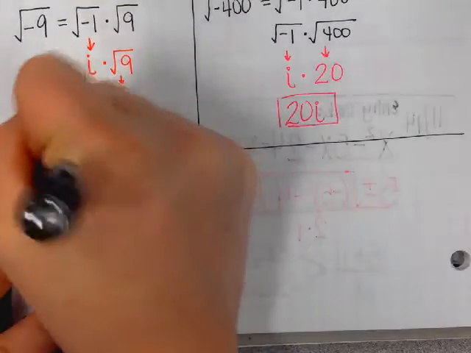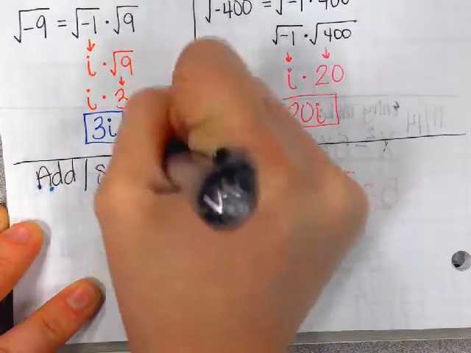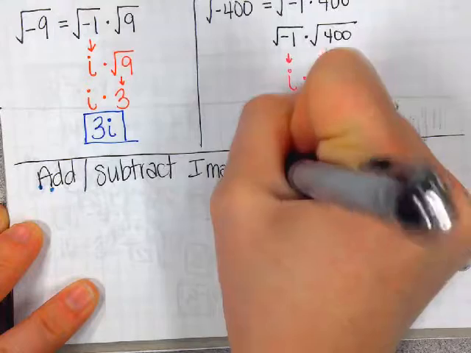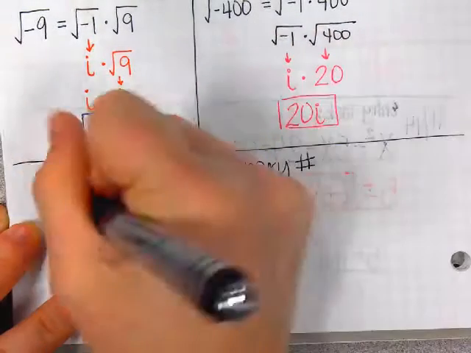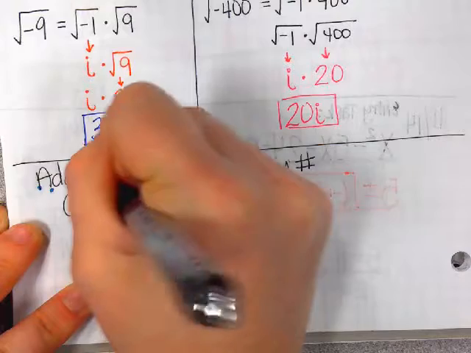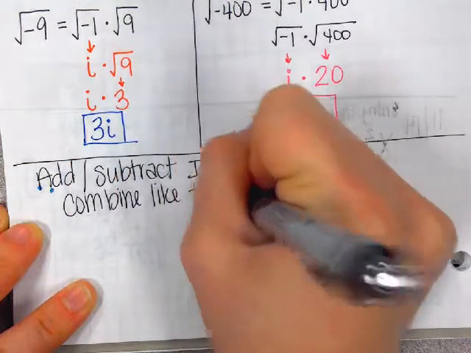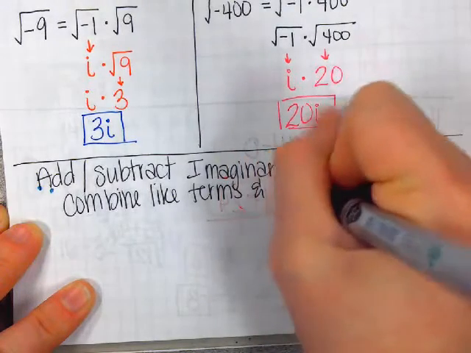Okay. Now if we add and subtract imaginary numbers, you're going to combine like terms and simplify.